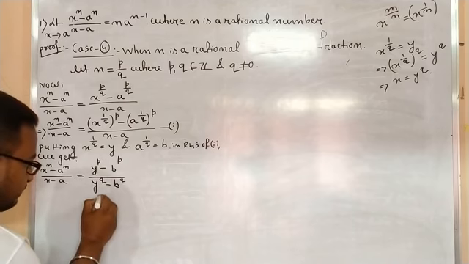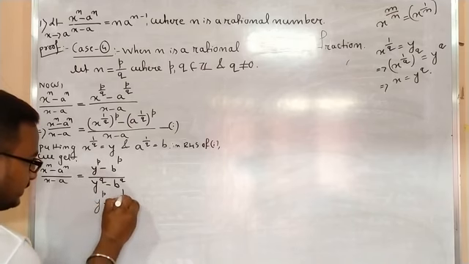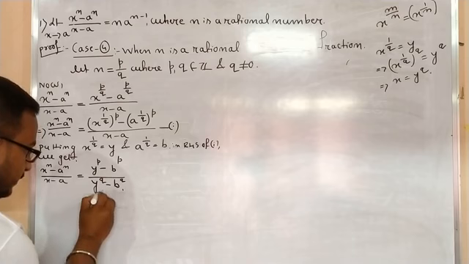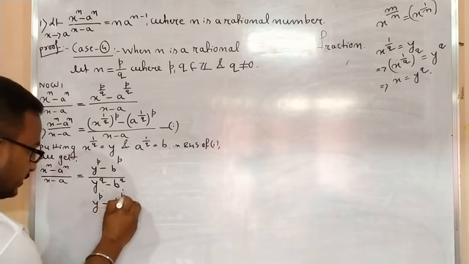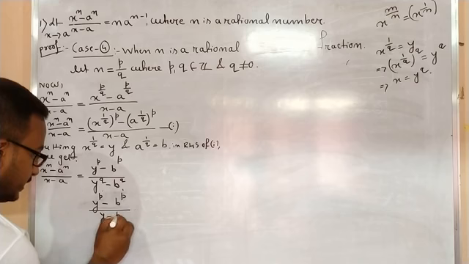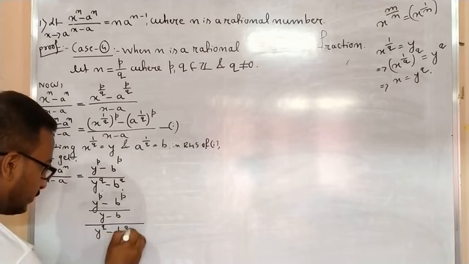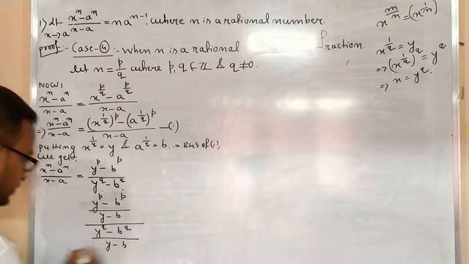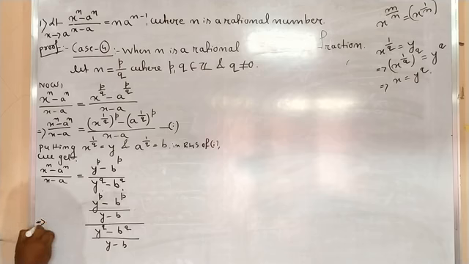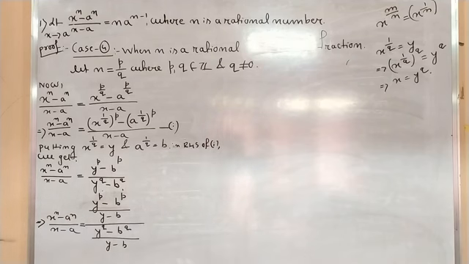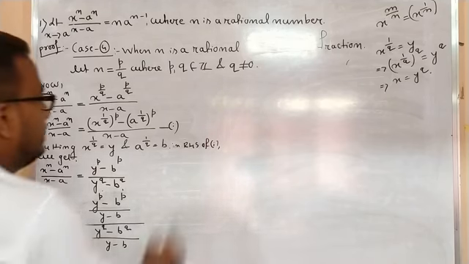So y to the power p minus b to the power p, whole thing divided by y minus b, whole thing divided by y to the power q minus b to the power q, whole thing divided by y minus b. Right? So this implies x to the power n minus a to the power n over x minus a. Is it visible? Let me check. Yeah, it is visible. Okay.